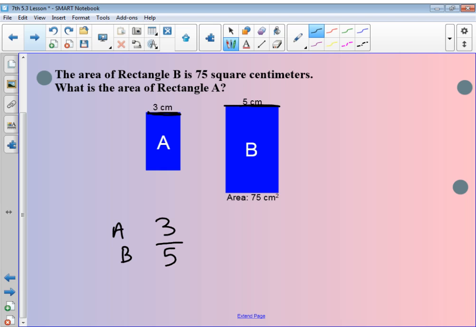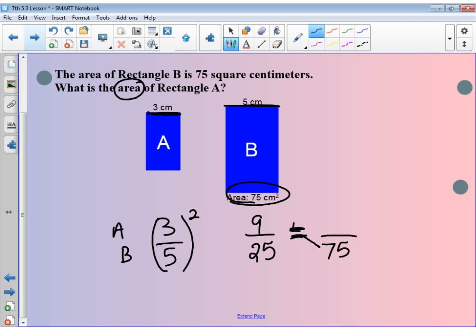Okay, now I'm doing area, right? So what do I have to remember to do? Square this. It's already reduced, so I can't reduce it. So I'm going to square it. So 3 squared is now 9 over 5 squared is 25. Okay, so now I get to use 9/25. So my third bit of information now is, whoops, that's an equal sign, the area of B was 75. So B was my bottom number. We're going to cross multiply, divide. So 75 times 9 divided by 25 is going to give me 27. And then centimeters squared.